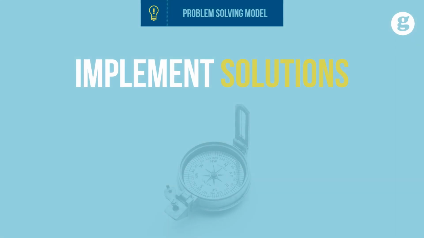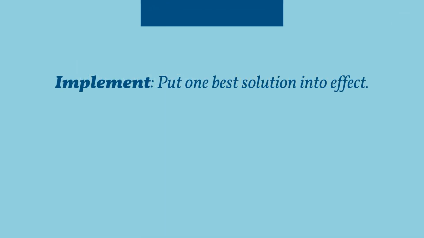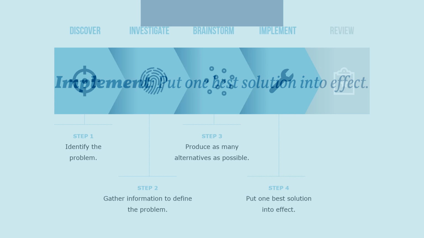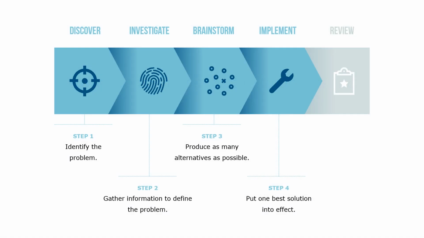Let's take a look at the implement step of the problem-solving model. Step 4 of the problem-solving model is implement, putting one best solution into effect. Moving from brainstorming to implementation is a significant milestone when you're solving a problem.